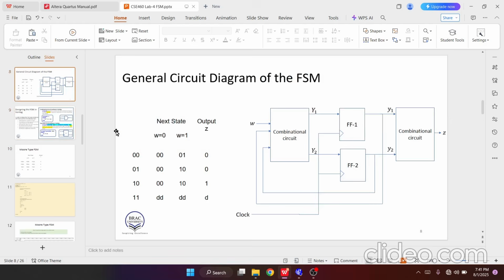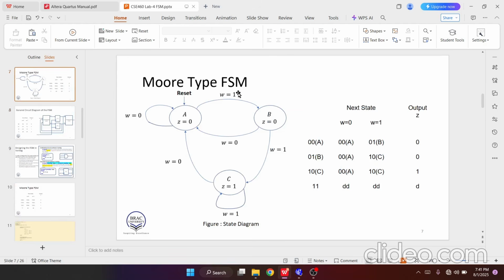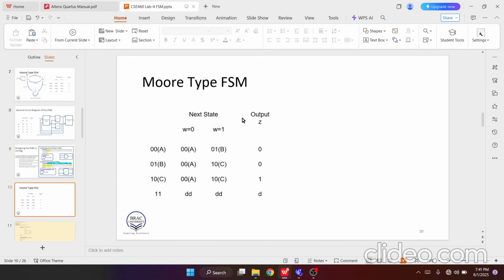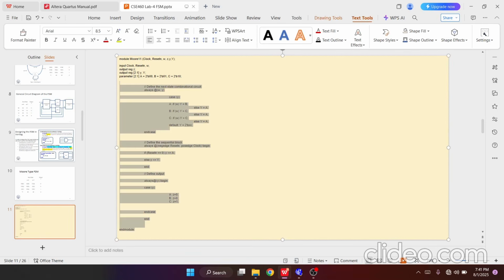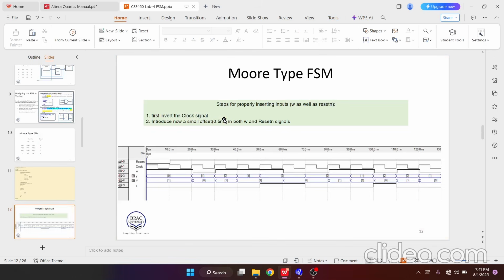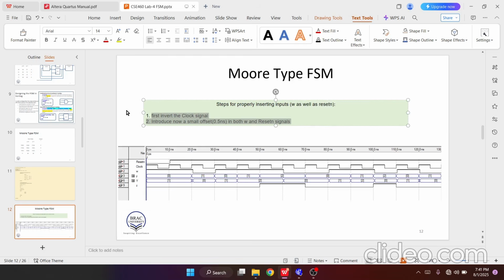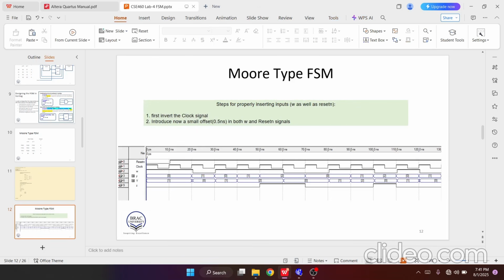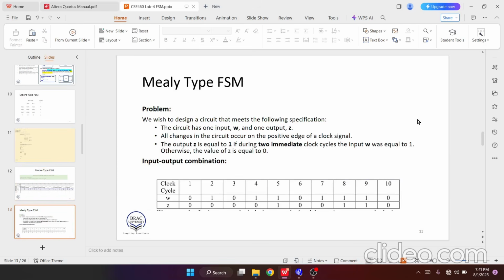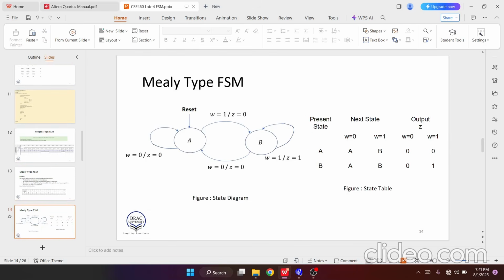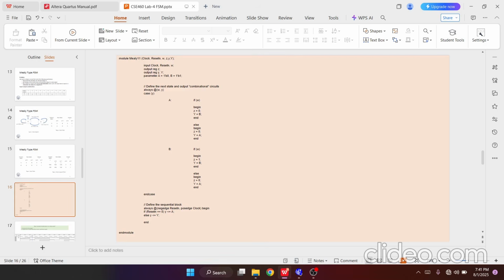So in this slide, you can see that this is a Moore type FSM state diagram for 1-1 overlapping sequence detection. For this, I have written the code here, and here I have stated 2 steps for properly viewing the outputs. We will go through these steps later in this video. Then also for Mealy type, I have written the code here.